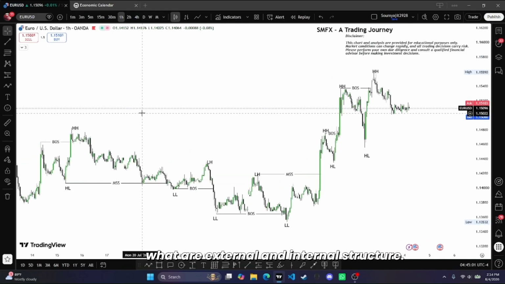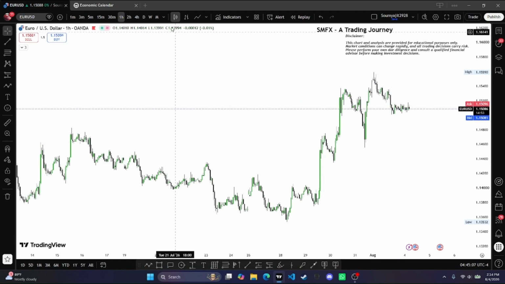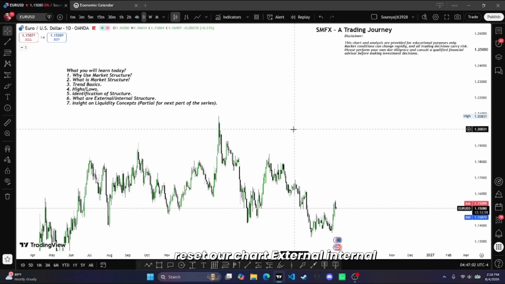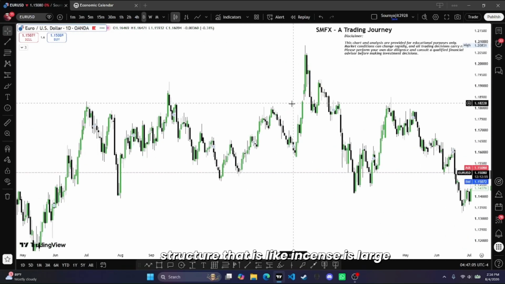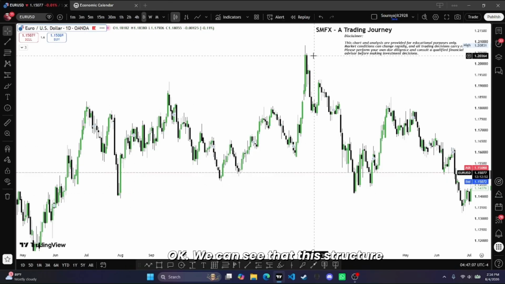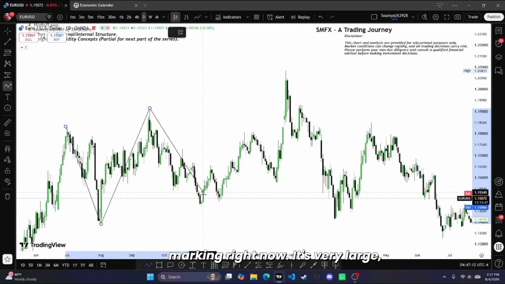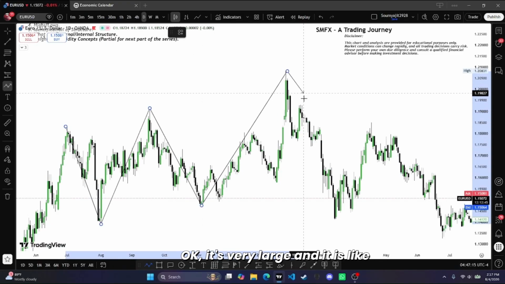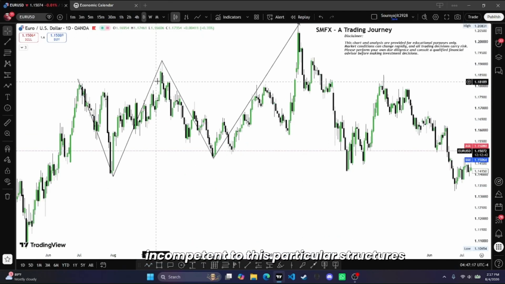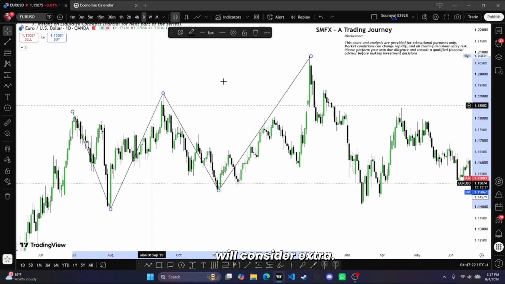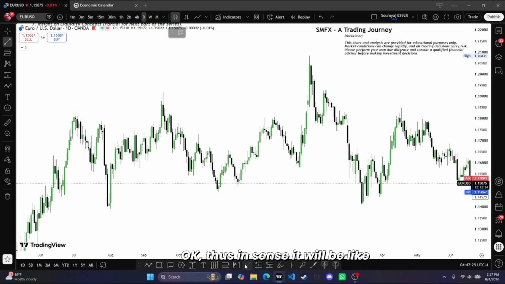Now we'll learn about what are external and internal structure. So let me clear up this chart once again. We'll go to daily time frame, then we'll reset our chart. External structure is the structure that is in a sense larger. We can see that this particular structure that I'm marking right now is very large, and compared to the structures inside this, it is very large, so they will be considered external.